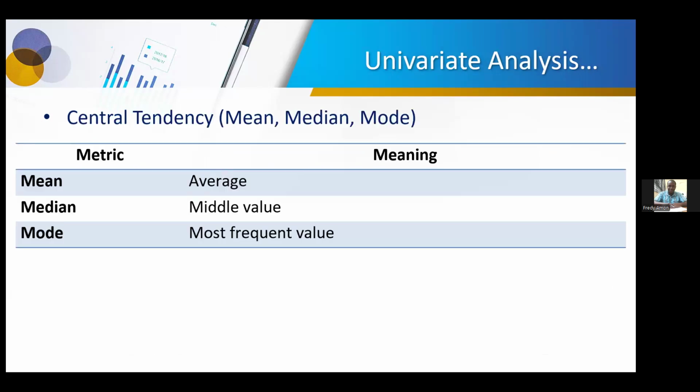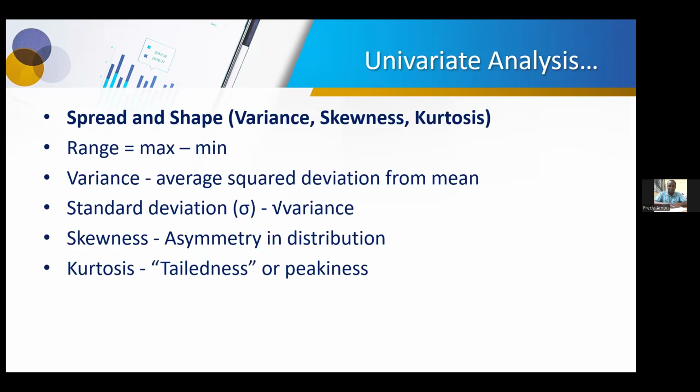We'll need to be able to tell the central tendency, these three measures: mean, median, and mode. I think these are just basics from previous classes. Mean means average, median means middle value, and mode means most frequent value in that column. So these can be used in univariate analysis to measure the central tendency. You have a single column, and you're trying to understand that single column alone.